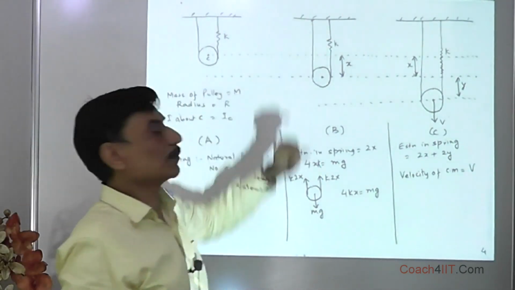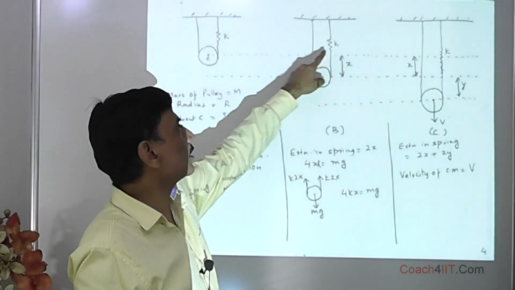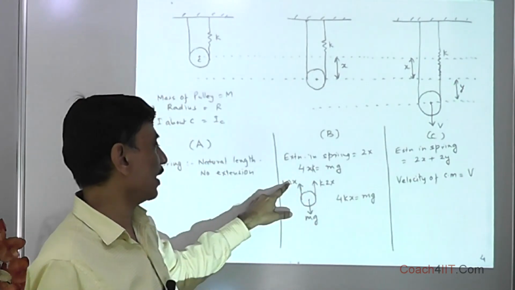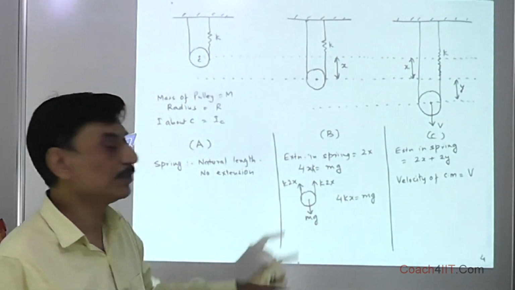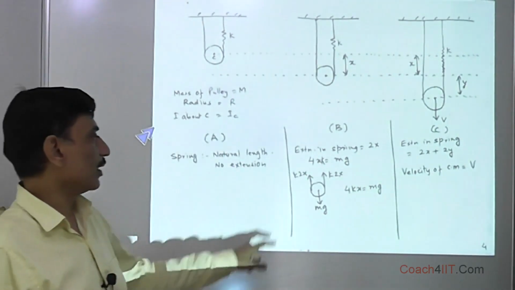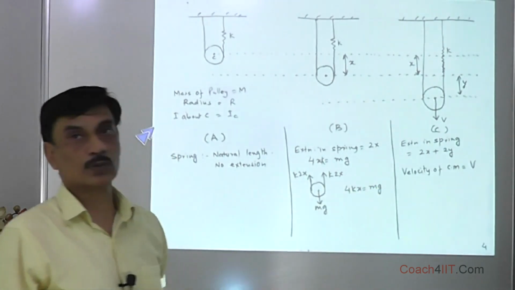So when the stretch in the spring is 2x units, obviously the tension over here is k into 2x. If we draw the force diagram for this, k into 2x is here, k into 2x is over here, mg is here. Because we are talking about the equilibrium position, we can say that 2kx plus 2kx is equal to mg, that is 4kx is equal to mg.